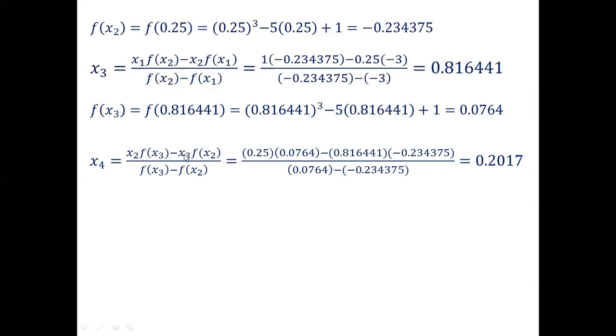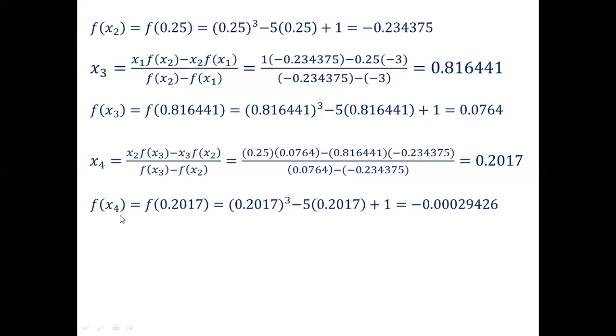Then x4 is equal to x2 into f of x3 minus x3 into f of x2, divided by f of x3 minus f of x2, which is equal to 0.25 into f of x3, so f of x3 is 0.0764, minus x3, which is 0.816441, into f of x2, which is minus 0.234375, divided by f of x3, which is 0.0764, minus f of x2, which is minus 0.234375. The simplification gives 0.2017.